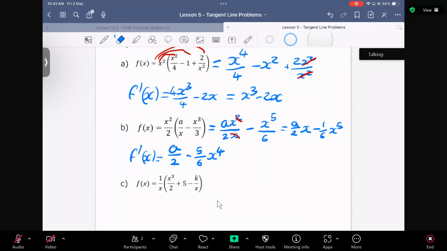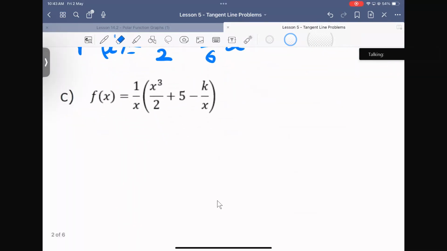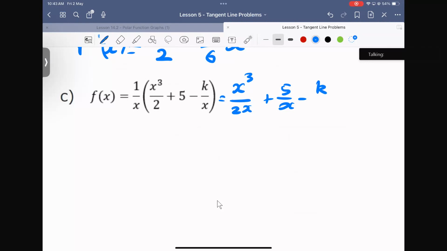All right, so looking at this last one here now. So we need to expand. We've got 1 times x cubed. We've got 2 times x. We've got 1 times 5, and then an x on the bottom. We've got 1 times negative k, so we get k over x squared. Simplifying, this x will cancel one of those down to a 2.